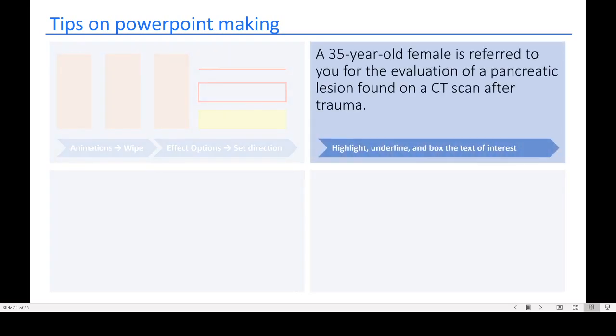So you can apply this to the text. 35-year-old female is referred to you for the evaluation of pancreatic lesion found on a CT scan after trauma. And if you just simply use wipe command for colors or lines or boxes, you can just put them on top of the text and make it look like somebody is highlighting your text on the slide.